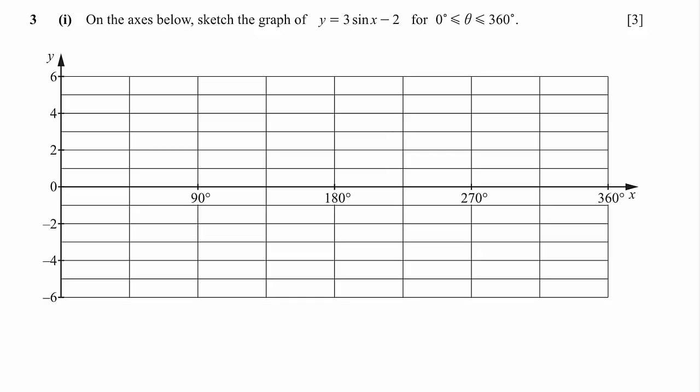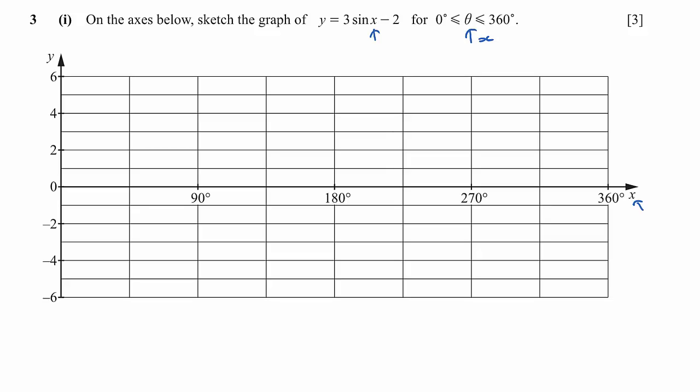On the axes below, sketch the graph of y equals 3 sine x minus 2 for values of, that's interesting, values of theta between 0 and 360. I think that's a misprint on the paper. Don't get many of those through. I think that should be x between 0 and 360, since it's x in here and x here and not theta.